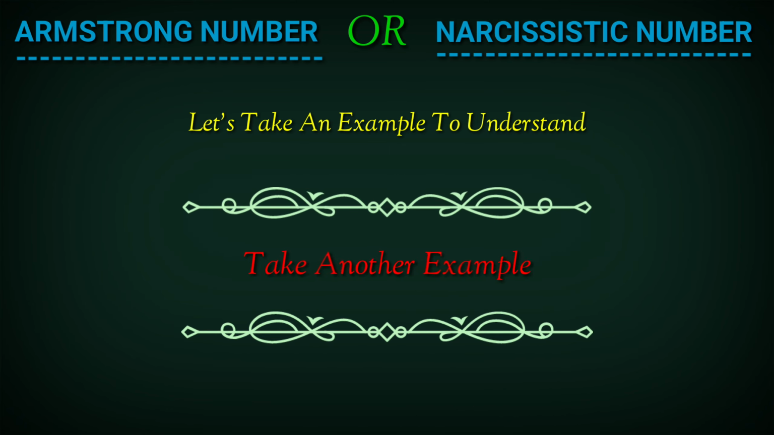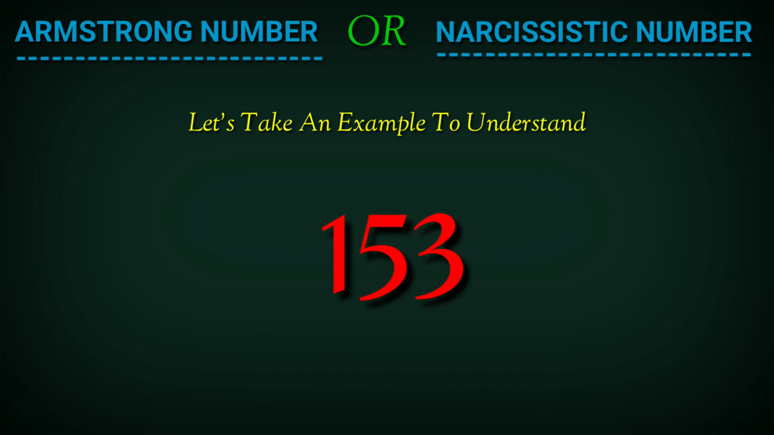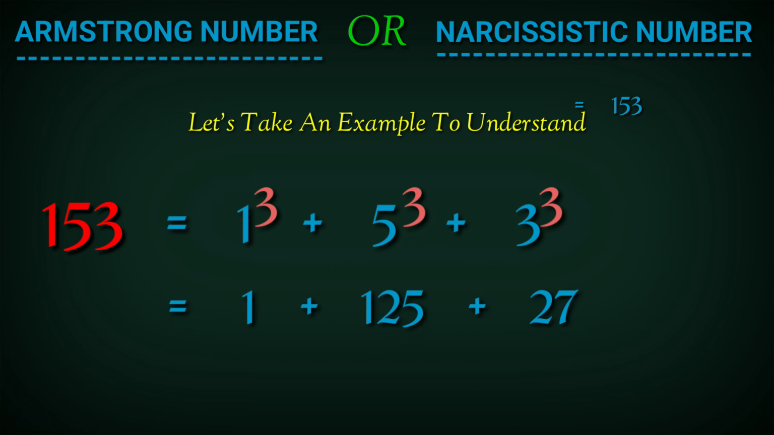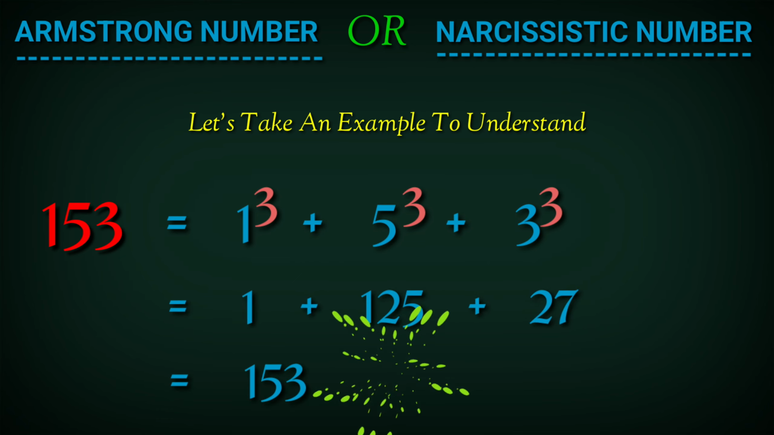Take another example, 153. Let's do the same calculation again. So we can see that the summation we got is 153. So yes, we can say that this is an Armstrong number. Similarly, 370 and 371 are also Armstrong numbers.